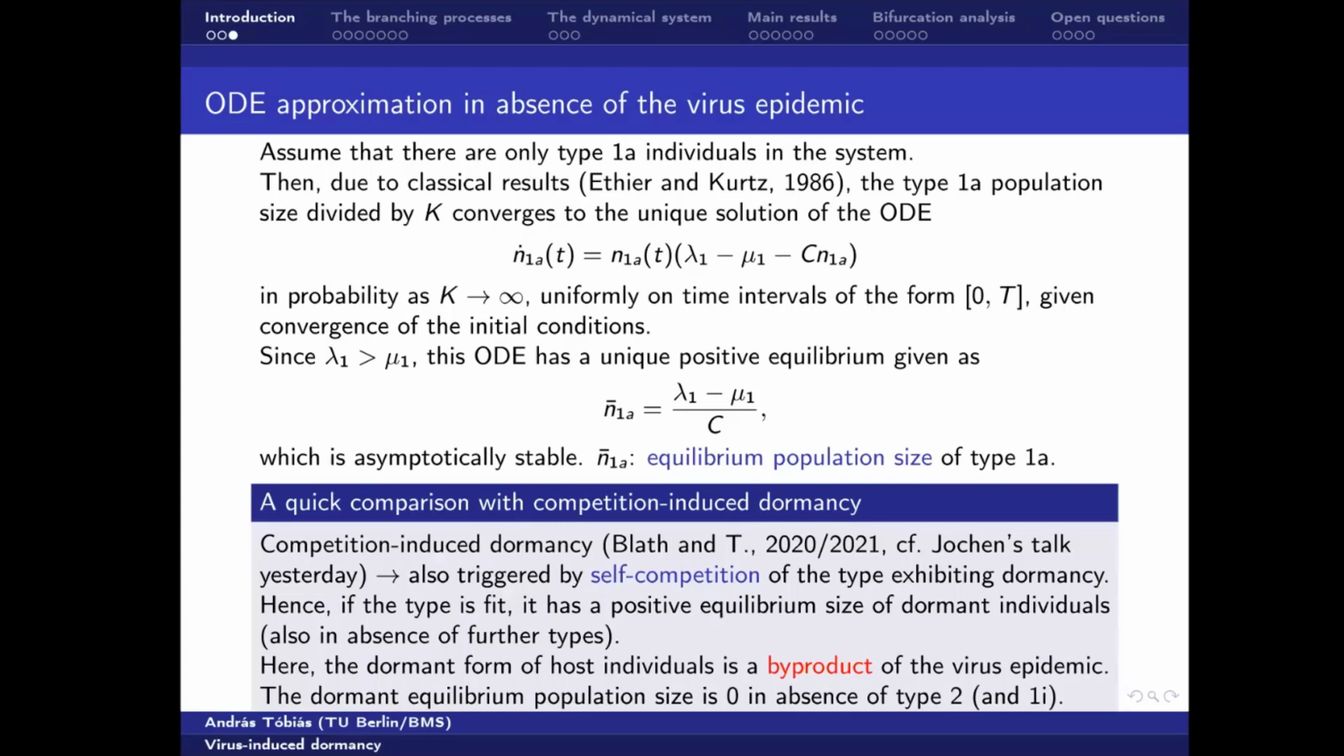And then maybe a short comparison with competition-induced dormancies, what Johan talked about yesterday. There we have the difference that competition-induced dormancy is also triggered by self-competition of the type that exhibits this dormancy. So sometimes two active individuals in that model meet, and then instead of dying by competition, one of them becomes dormant. We don't have this here. Here we only see the dormant individuals if viruses occur, and then they cause these unsuccessful virus attacks. This means that the dormant form of the active individuals is just a byproduct of this epidemic, this infection. Therefore the equilibrium population size of dormant individuals in absence of the viruses is 0. You don't have dormant individuals otherwise.